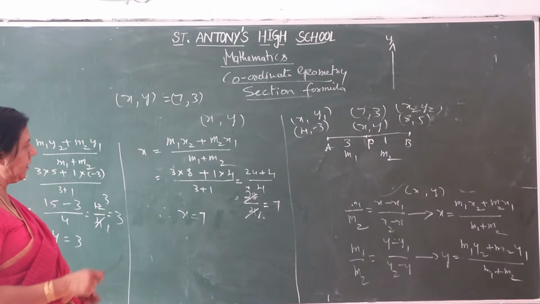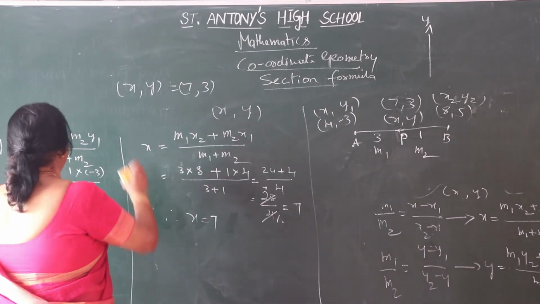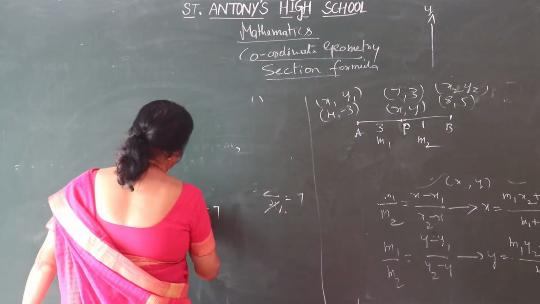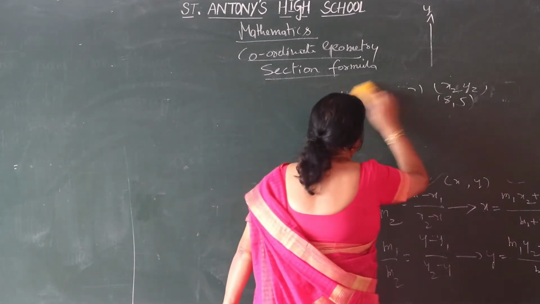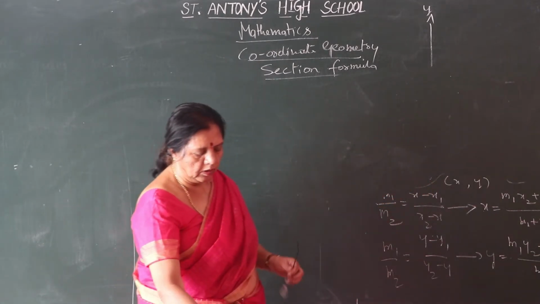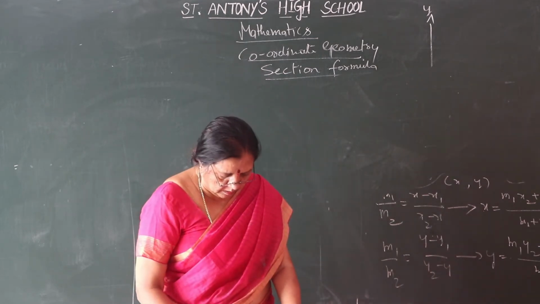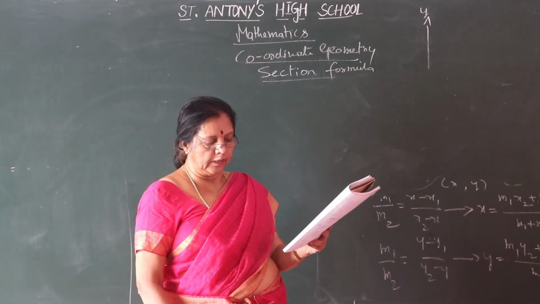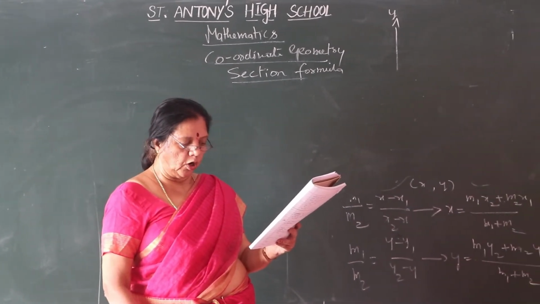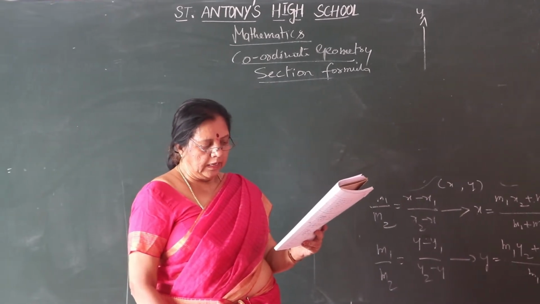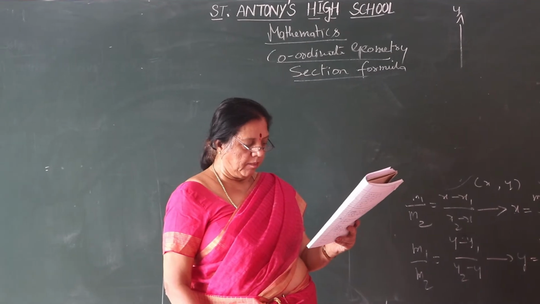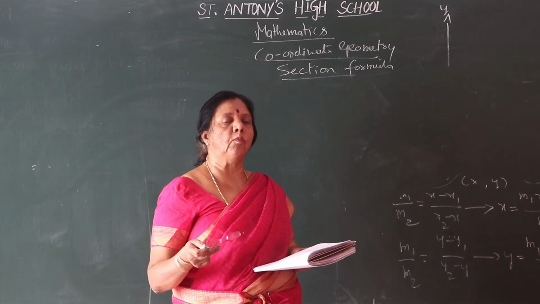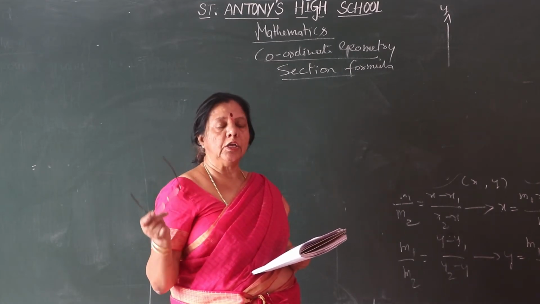Let us pass on to the seventh example in your textbook. Go through what they are asking to solve the problem. In what ratio does the point -4, 6 divide the line segment joining the points A (-6, 10) and B (3, -8)? We have to find out the ratio, which is m1 and m2.